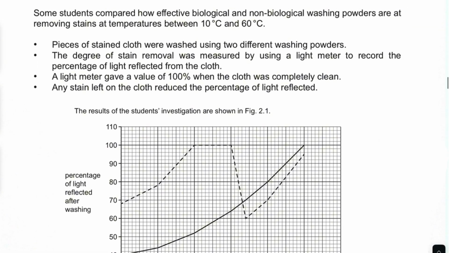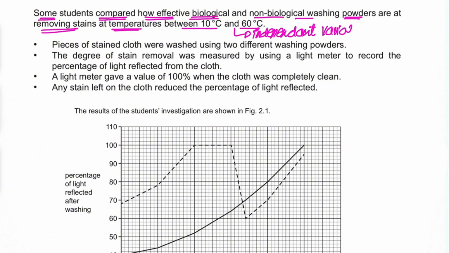Now moving onward, here are some students, and they try to compare how effective the biological and non-biological washing powders are at removing the stain at temperatures between 10 and 60 degrees centigrade. They are fluctuating the temperature between 10 and 60 degrees centigrade, so this would be acting as our independent variable. Why independent variable? Because we would be changing it during the investigation.